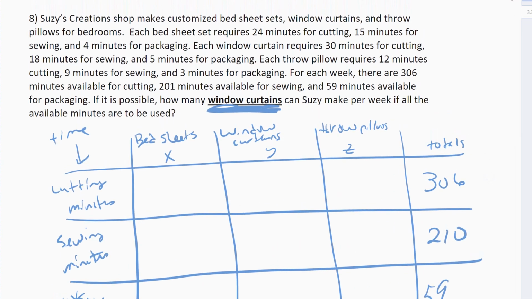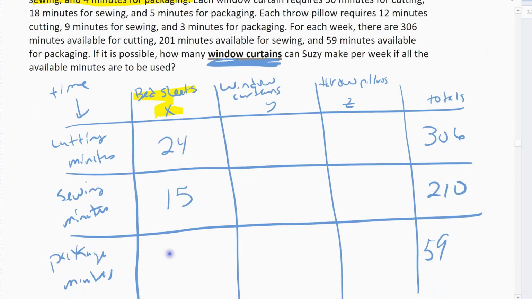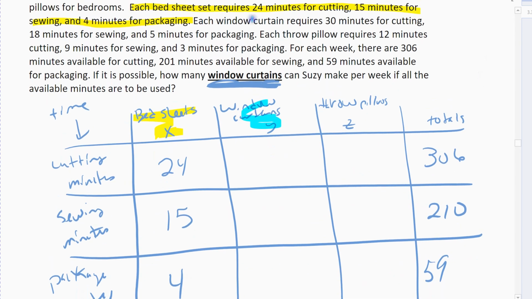And so again, first is the bed sheets. So bed sheets first. And so bed sheet require, again, you just be careful when you're filling it out. So there is the bed sheets. 24 minutes to cut. 15 minutes to sew. 4 minutes to package. Alright, now the window curtains. Alright, so each window curtain requires 30 minutes to cut, 18 minutes to sew, 5 minutes to package.